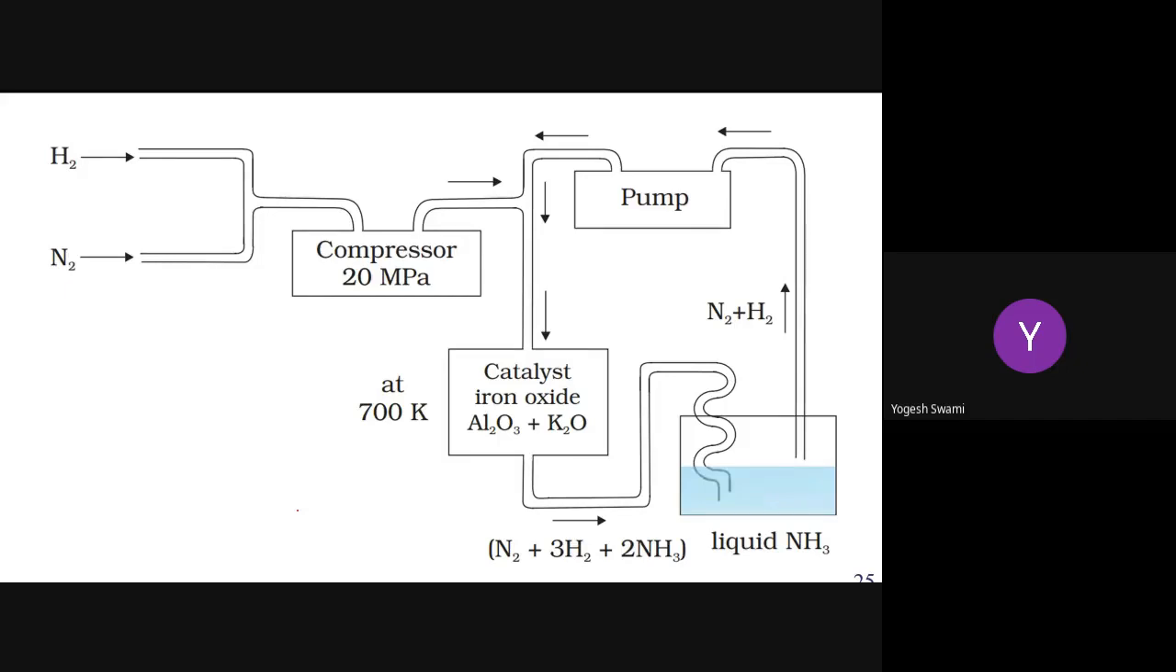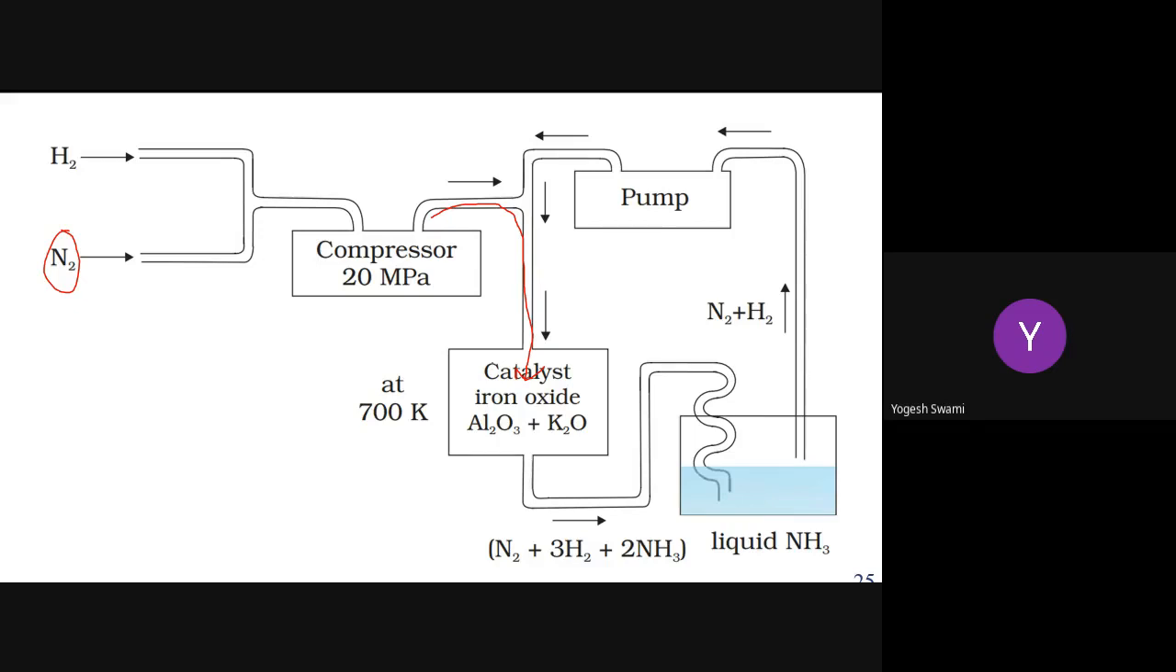This is a simple flow chart. From one tube we pass hydrogen gas, and in another tube we pass nitrogen gas. These two gases are collected in this compressor. That compressor converts this low pressure into high pressure. That high-pressure gas is passed through this tube and comes in contact in this chamber that is filled with catalyst. Nitrogen and hydrogen react there.